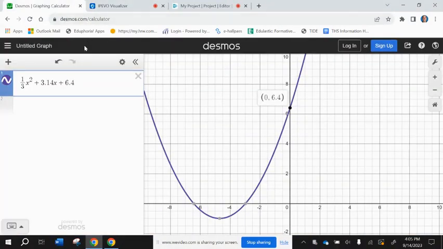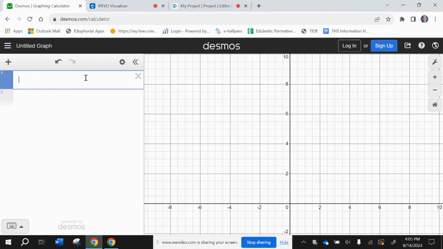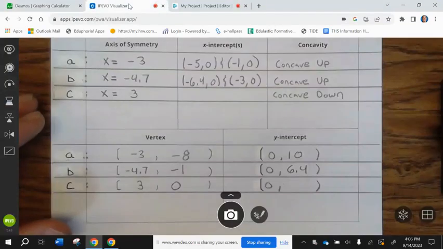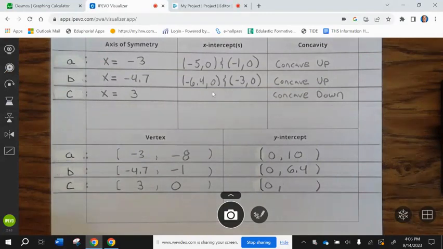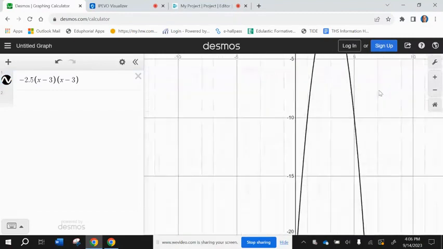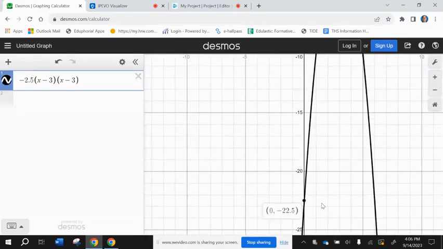All right, let's take a look at the last graph. I'll press the home screen. All right, so our vertex is 3. And let's find the x-intercept, which in this case is 3, 0. And then the y-intercept, we have to scroll down a little bit, and that would be 0, negative 22.5.